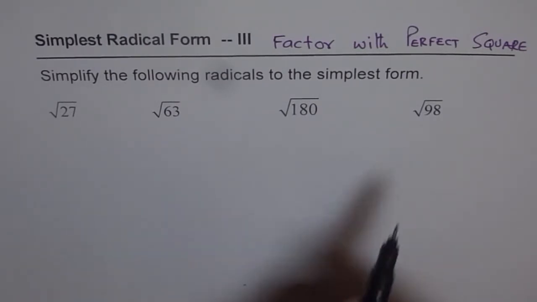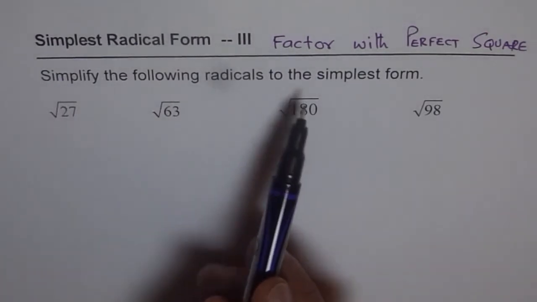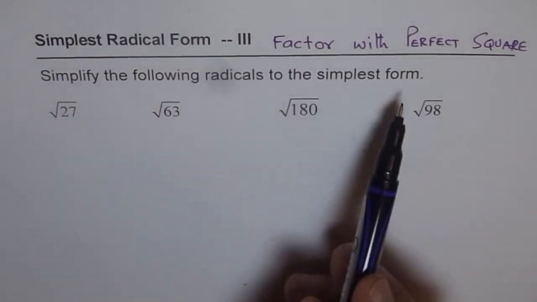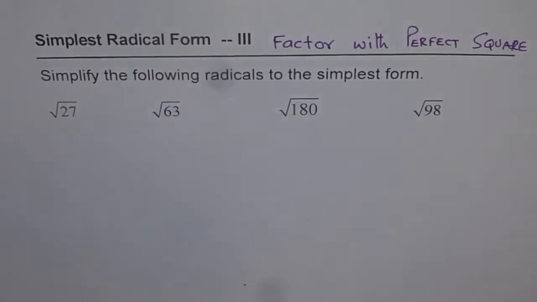So we have 4 of them here, and what you need to do is simplify the following radicals to the simplest form. Simplest form means that under the radical sign you should not have a number which has a factor with a perfect square. That is it, right? So copy these questions, pause the video, write on your answer, and then look into my solution. Okay, so let's begin with 27.